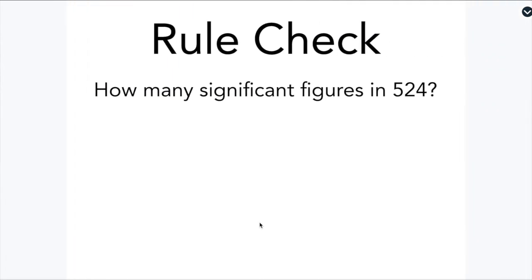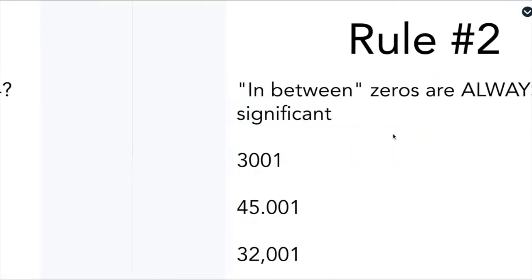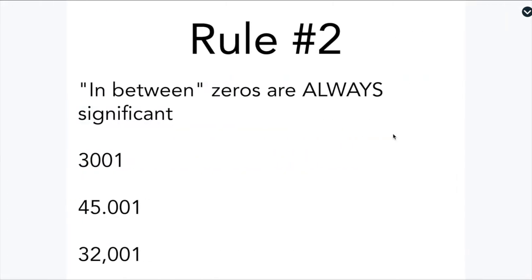So, I want you to go ahead and check yourself. How many significant figures are in the number 524? Pause this video, come up with your answer, and then come back. Alrighty, 524, because 5, 2, and 4 are all non-zero numbers, has 3 significant figures.